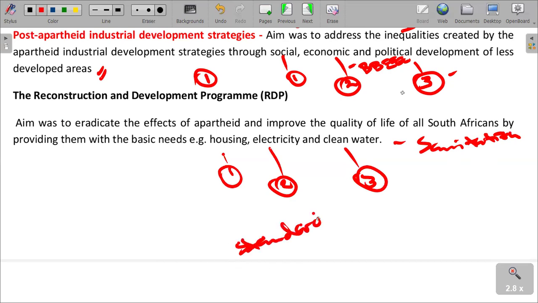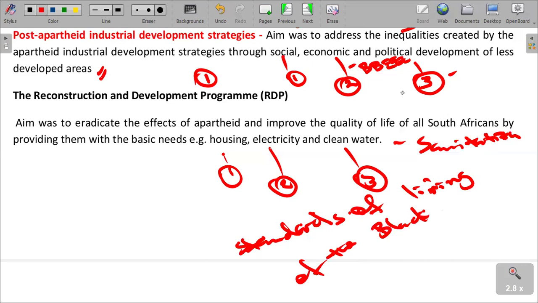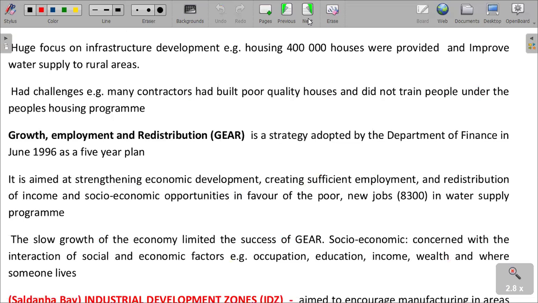It actually focused on the standards of living of the black majority. If you look at this, it focused on improvement of the standards of living of the black majority because basic needs were ensured to be in place. And then it also focused on development of infrastructure. The Reconstruction and Development Program also facilitated infrastructural development.